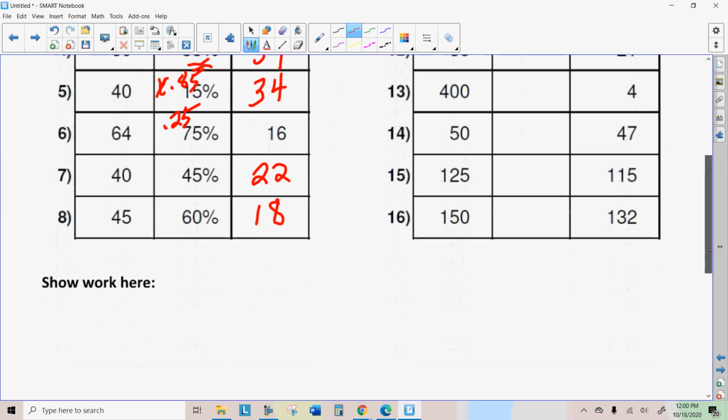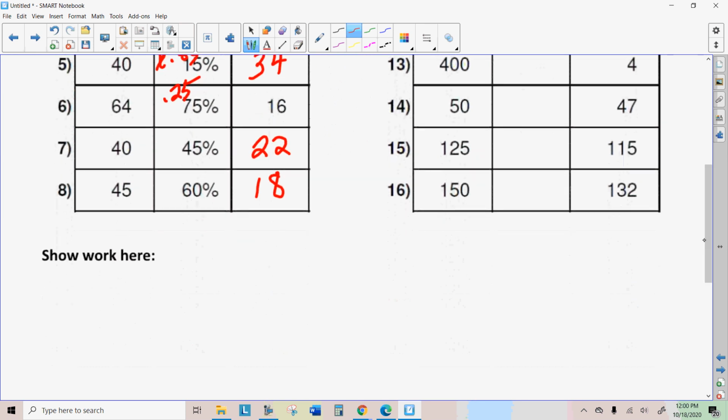Let's just quickly summarize what we just learned there. When you're doing a percent decrease, take 1 minus whatever percent you have divided by 100. And that'll be your multiplier.